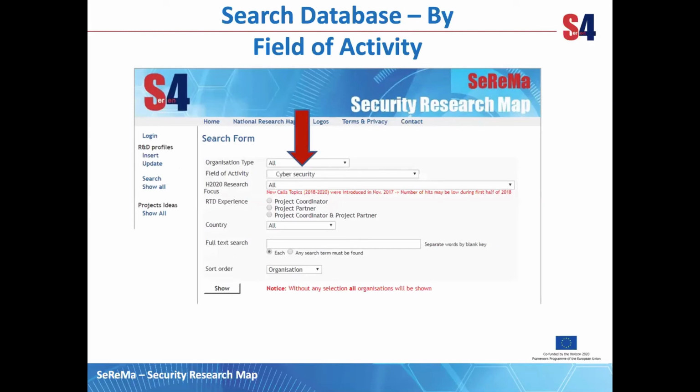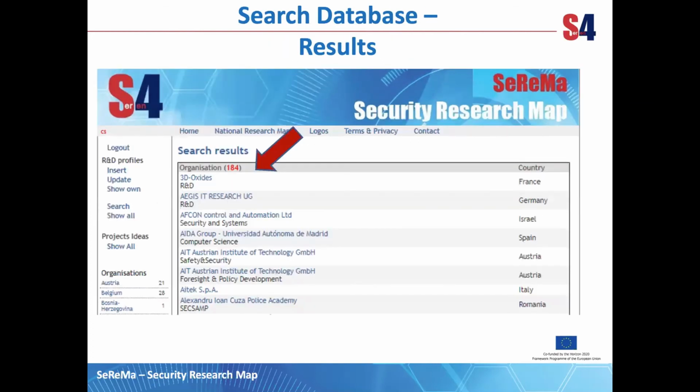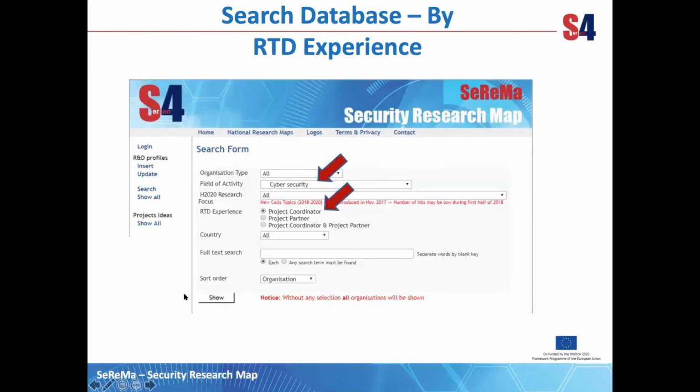Here we have an example where we searched based on field of activity. I've entered cybersecurity as the field of activity I'm interested in. As you can see, we receive 184 organizations that have listed cybersecurity as a field of activity. In addition to the field of activity, you can also choose to list only specific project coordinators. This will narrow the search down and help you find what you're looking for.